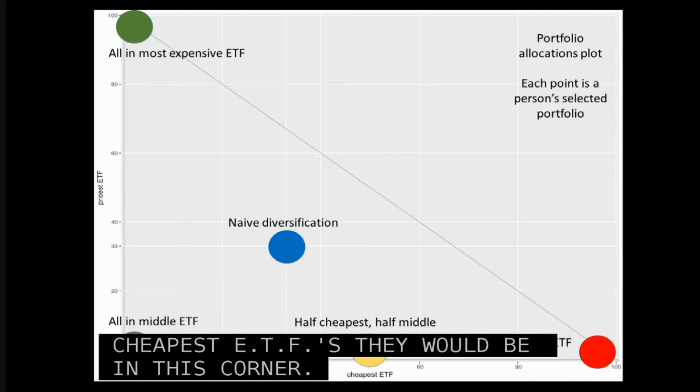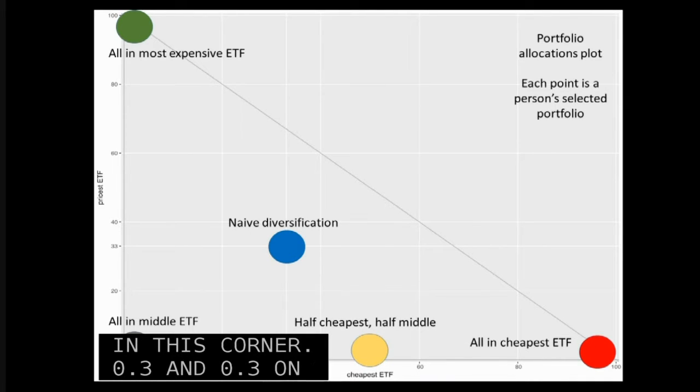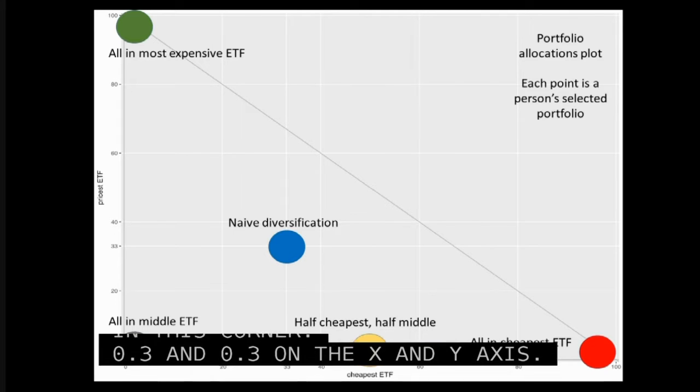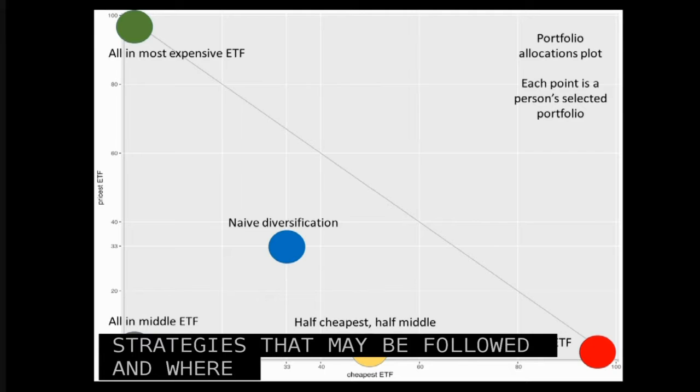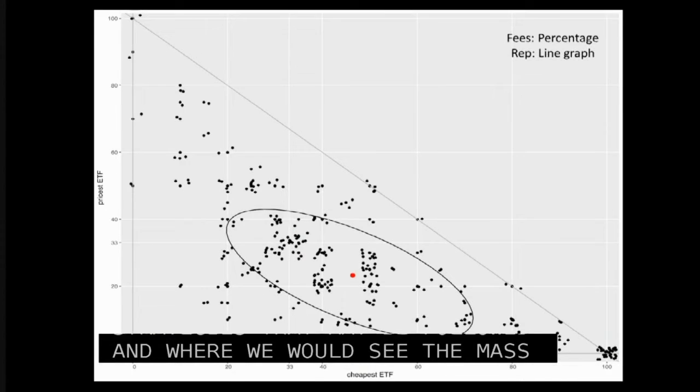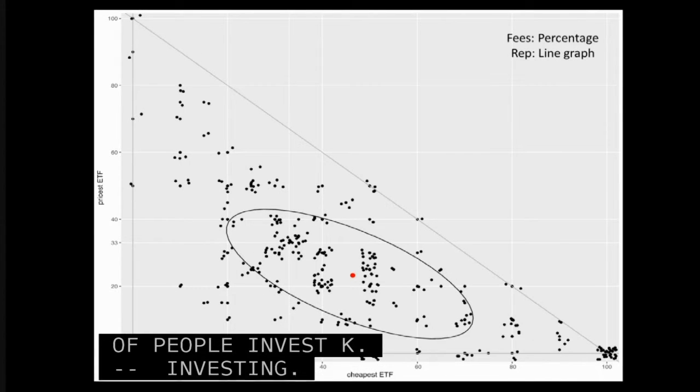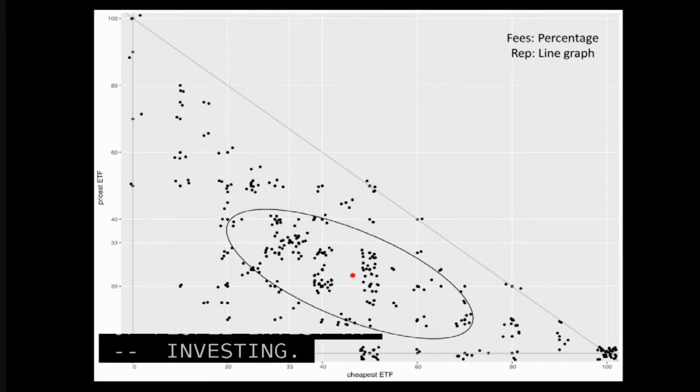And we can imagine other sorts of strategies that may be followed here and where we would start to see the mass of people investing. Any conjectures as to what people do? So, just in the interest of time, I won't make you sit and think, but each one of those dots represents a person's choice.